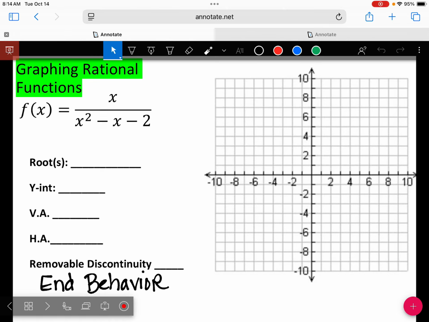The first thing you should always do if there is a quadratic is factor it. Okay, so let's go ahead and factor our denominator. So we need two numbers that multiply to -2 and add to -1. Two numbers that multiply to -2 and add to -1.